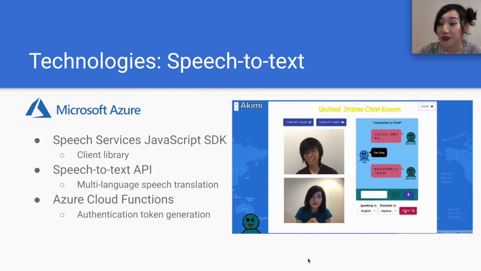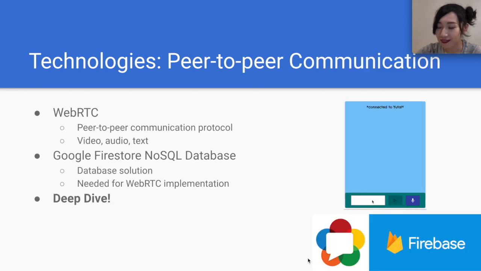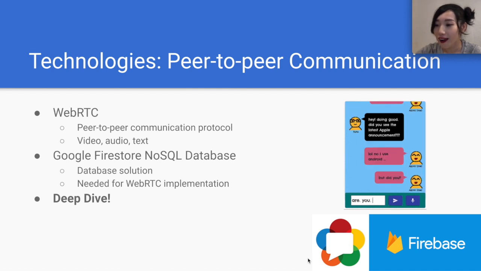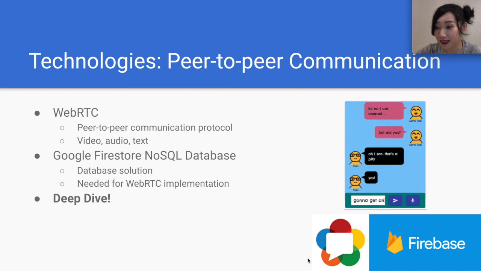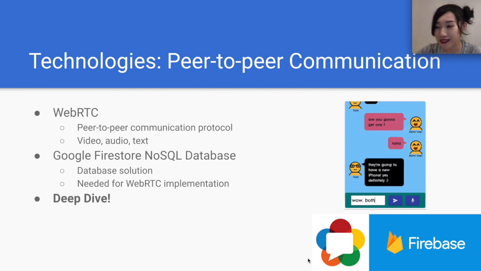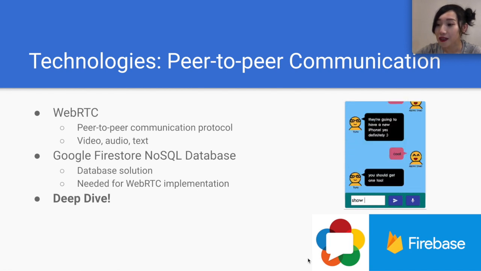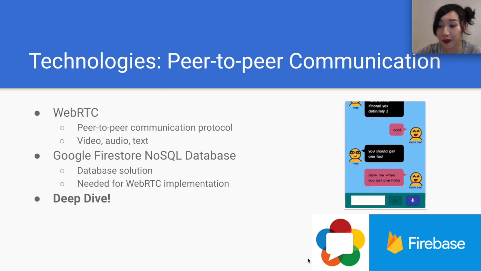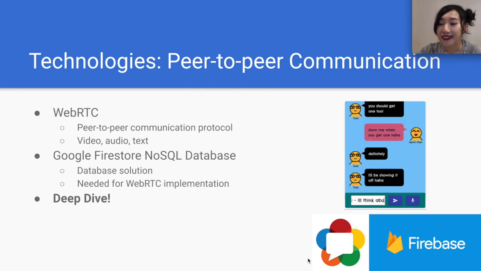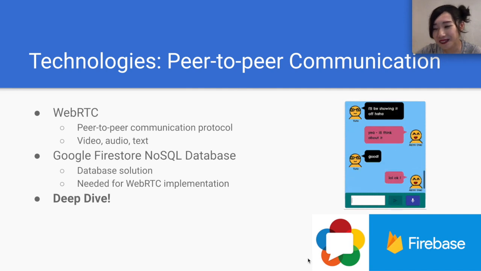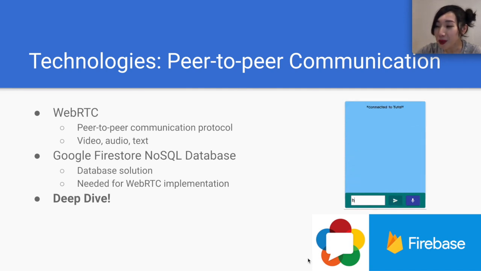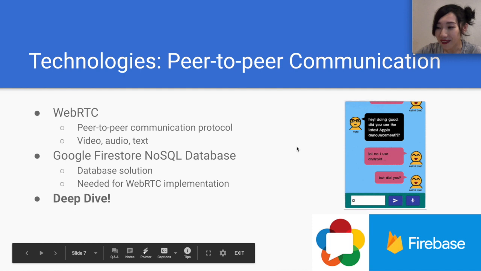Finally, for the peer-to-peer communication, I implemented the WebRTC protocol to enable a truly peer-to-peer communication. I used the Google Firestore database and its real-time updates feature to establish the communication between two peers. In total, it may seem like a lot of technologies are involved, but the most crucial technology for this application is the WebRTC protocol. So I'd like to deep dive into it right now.